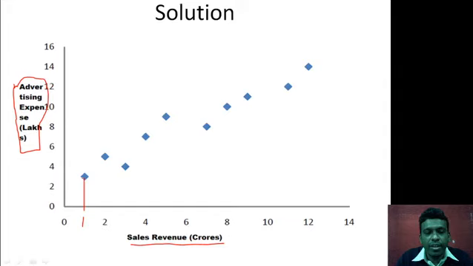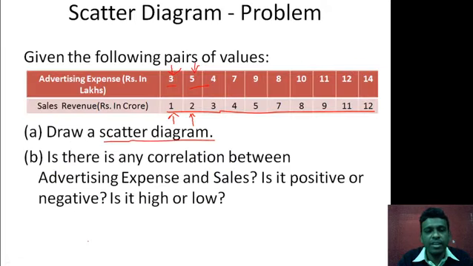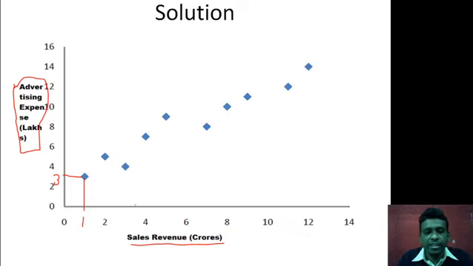So see here, one corresponding value is 3. If I go previously, sales revenue is 1 and advertising expenditure is 3. So where will it meet? Plot a dot.